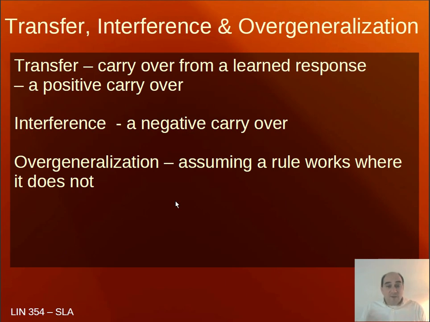Now, negative transfer is when you have a carryover that's negative from one place and you carry that over to another place. And that's going to be negative transfer. It's going to be called interference. And so you can have negative carryover as well. You also can have generalizations. You assume that a rule works everywhere, and it doesn't necessarily work everywhere.